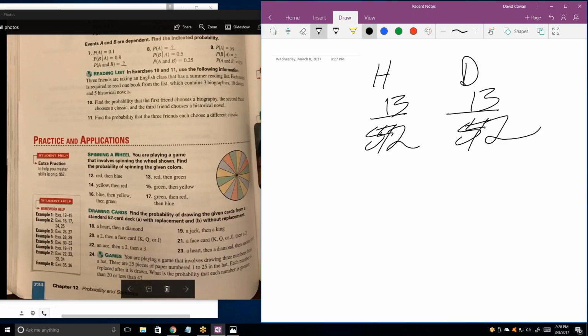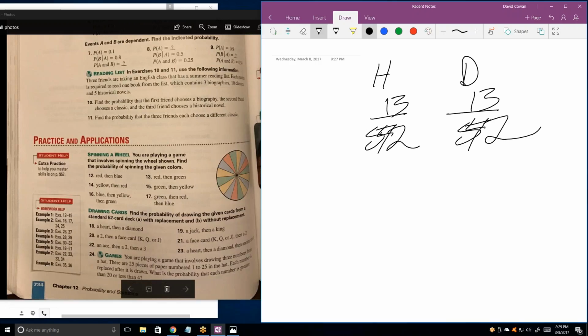So with replacement, what are the odds of getting a heart and then a diamond? To get a heart, it'd be 1/4 times 1/4. That's 1/16. Correct. This times that.